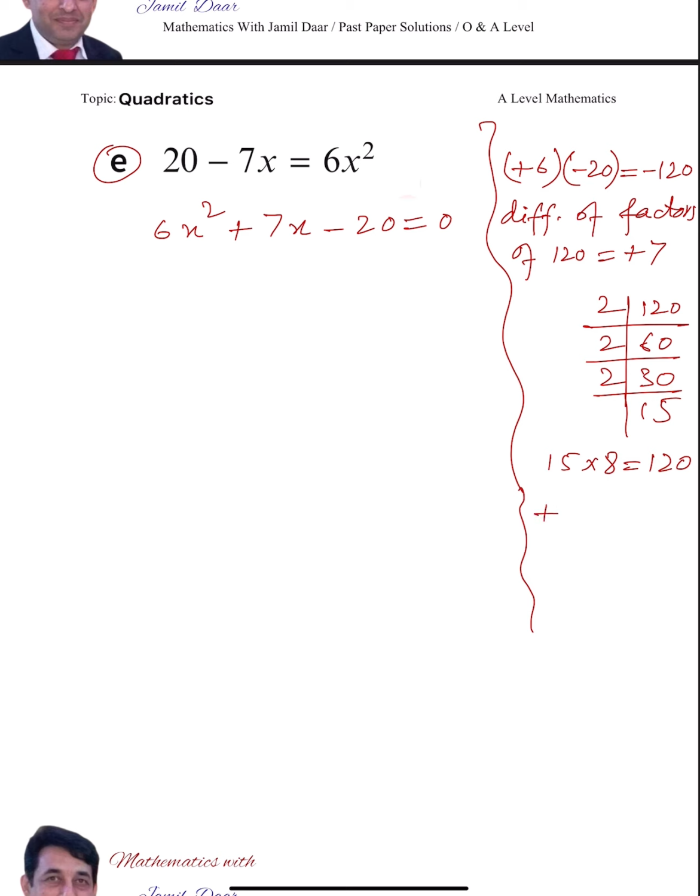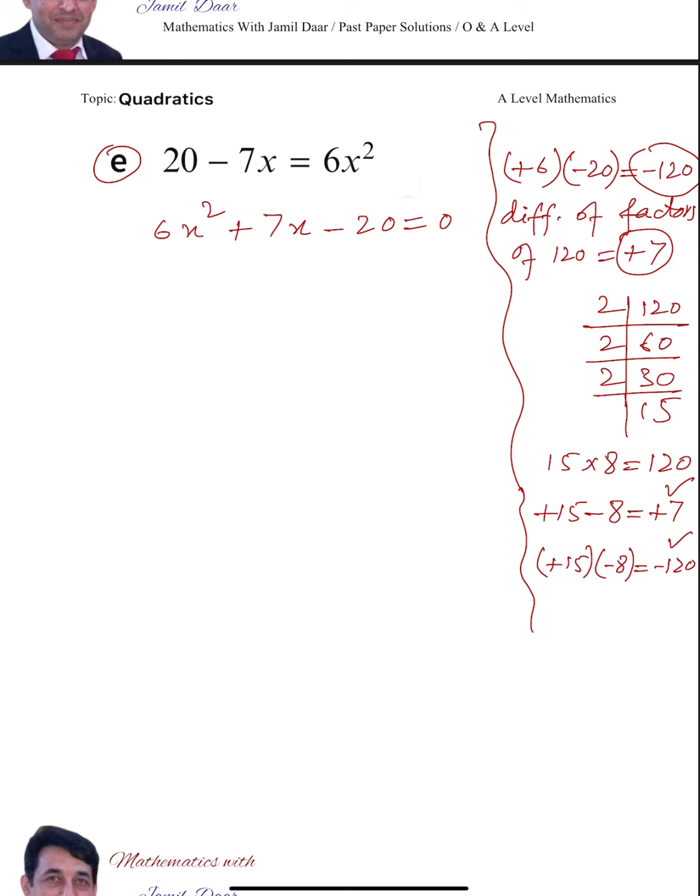So the bigger number would be positive to get the positive sign, and the smaller number would be negative to have a difference. So plus 7, and plus 15 into minus 8 will give you minus 120. So we have checked the two things, the sum and the product, they are equal. Sum is equal to this one, product is equal to this one.